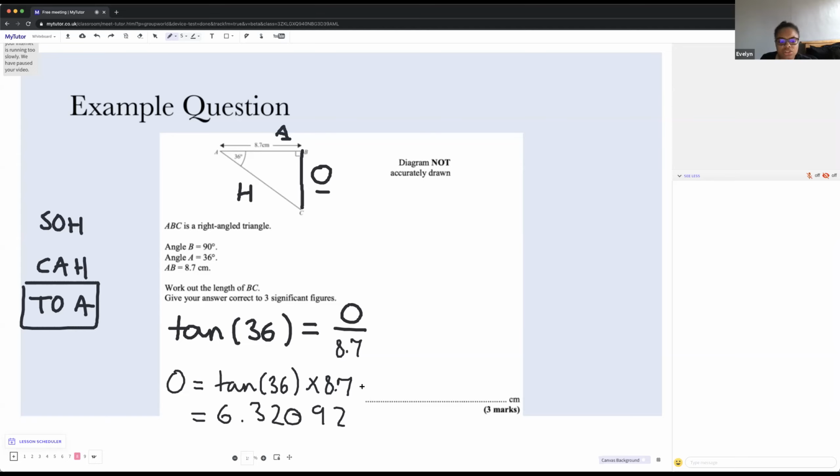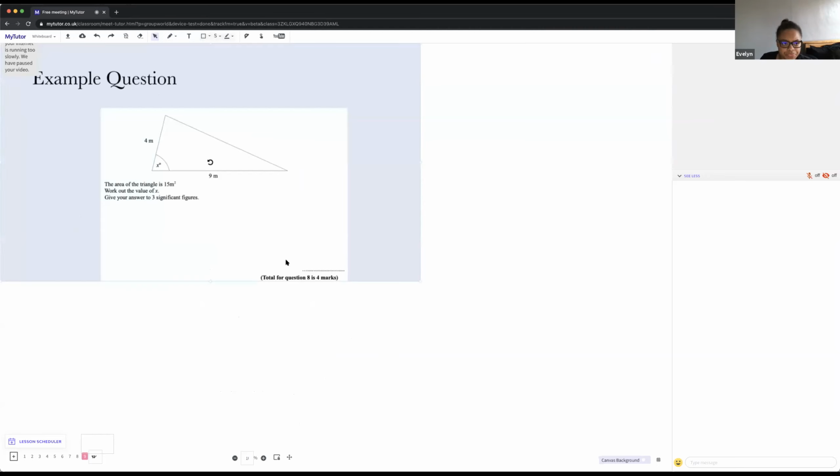But the question is not asking us to give the whole number. The question is asking us to leave our answer to 3 significant figures. So our final answer is going to be 6.32. Well done for everyone who got that, and well done if you added your units as well. Brilliant. Perfect.